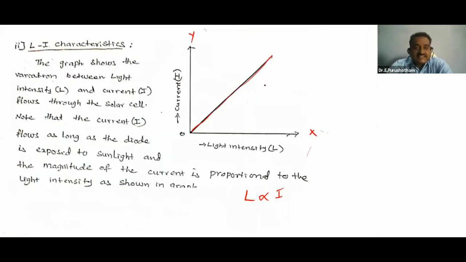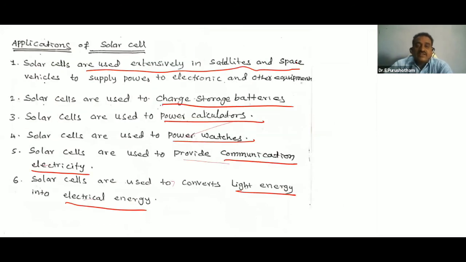This is LI characteristics. As light intensity increases at the junction, the photocurrent also increases rapidly as shown in this figure. These are the applications.